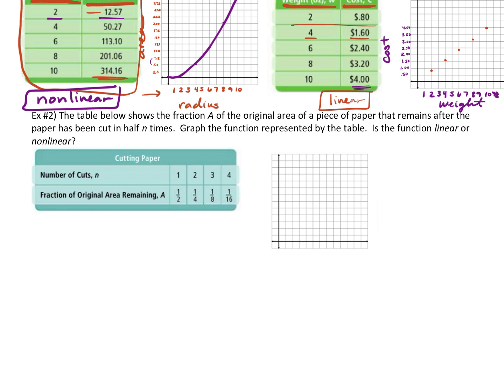So which one is your X? Which one's on your X-axis? The number of cuts. Okay, so that's going to go down here. Always, always, always label what you're talking about. Okay, it makes it so much easier when you're trying to understand a graph if you know what pieces are what. So then the Y is going to be the fraction of the original area.